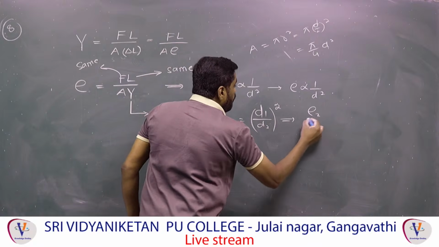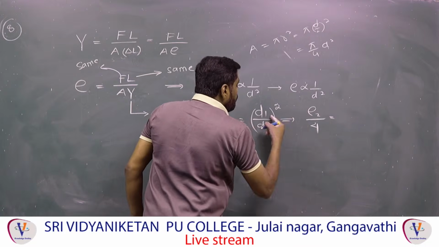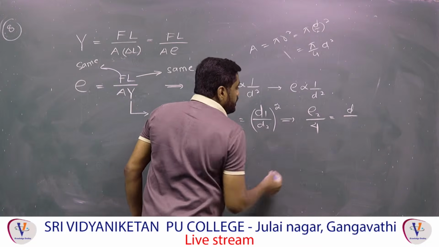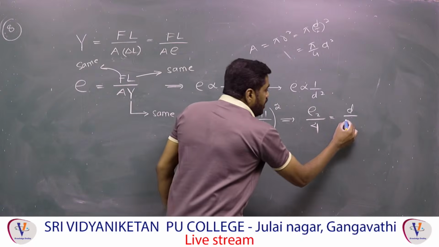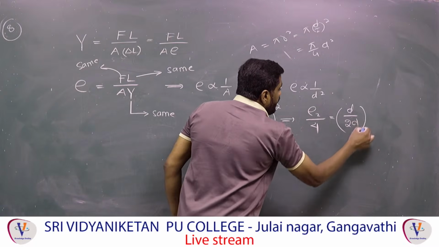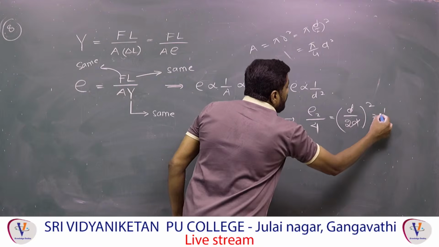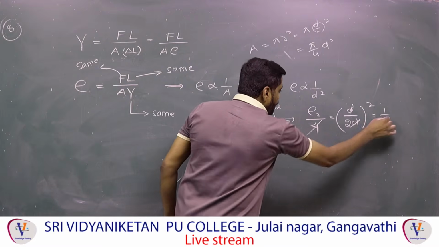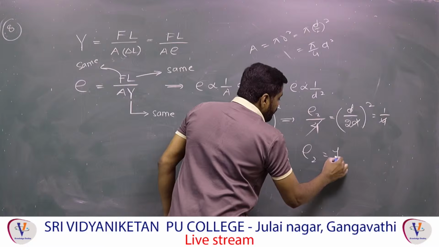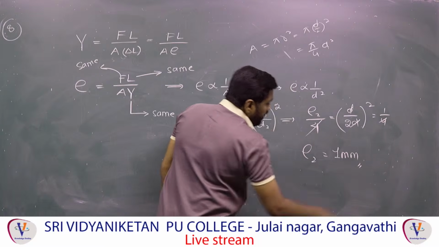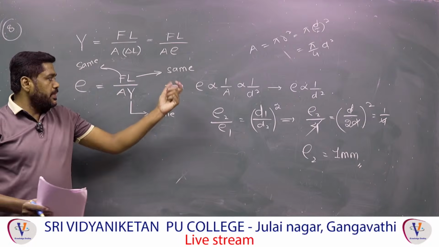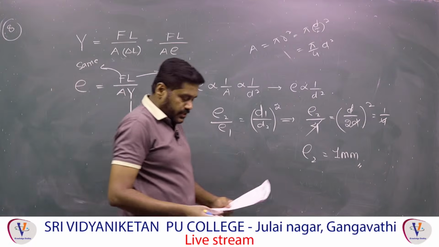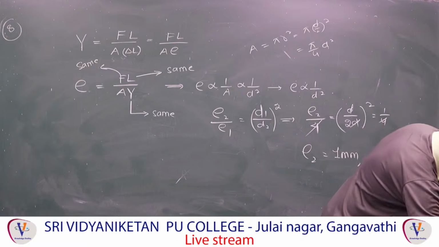Therefore, E2 we don't know, E1 is 4, that is equal to D1 is D, and D2 is how much? 2D, double the diameter means, whole square, D D cancel, that is equal to 1 by 4. Therefore 4 cancels, E2 is equal to 1 millimeter, which is the correct answer. Just by breaking the formula into pieces like that, you can get the answer. Next, ninth question.